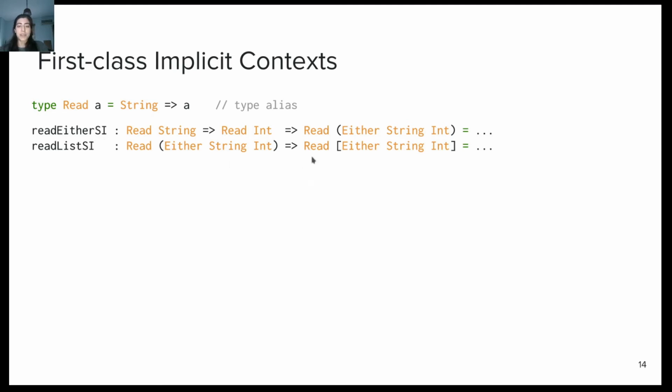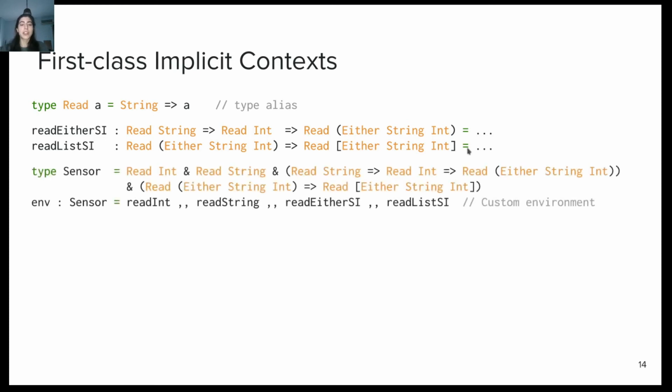ReadEitherSI is a function from string to either string int, which is parametric over readString and readInt functions. And readListSI expects a function of type readEitherStringInt and returns a function from string to list of either string int. So once we have defined our custom functions, we can merge them with the predefined functions for reading integers and strings. The type of this merge is shown right above, for which we create the sensor type alias. This big merge, which we actually assigned to the env variable, will serve as our custom environment.